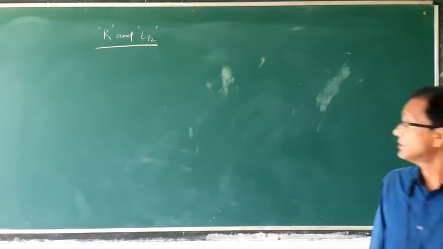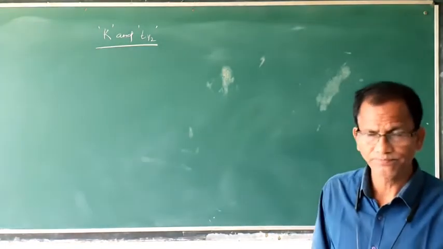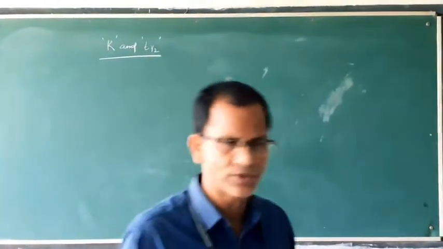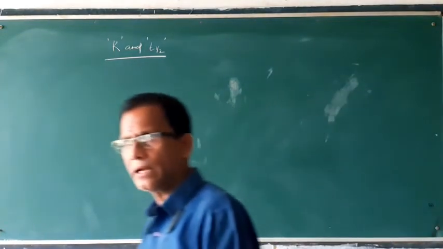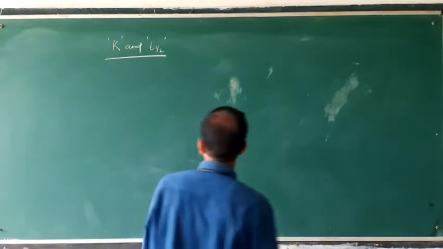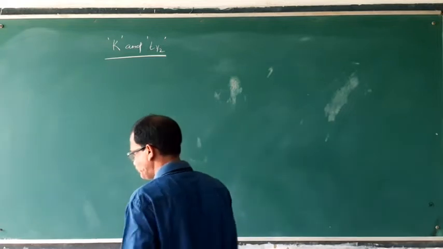In the last lesson we discussed the rate constant of zero order and first order reactions, the derivation of K, and the relation between K and half-life period. Some new formulas we will discuss today.